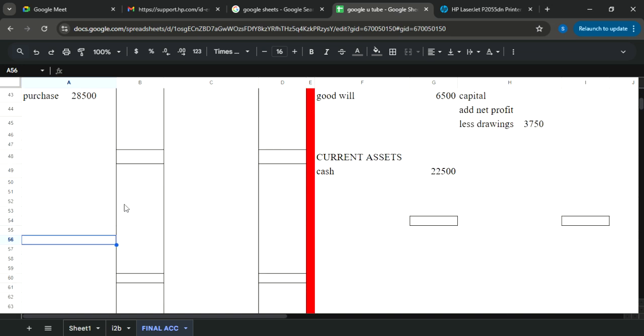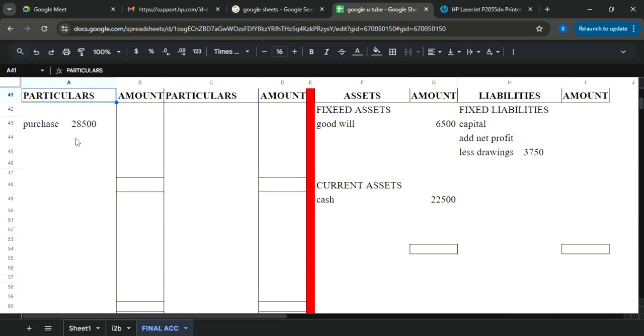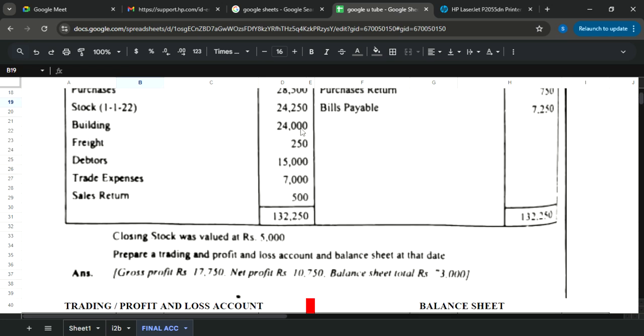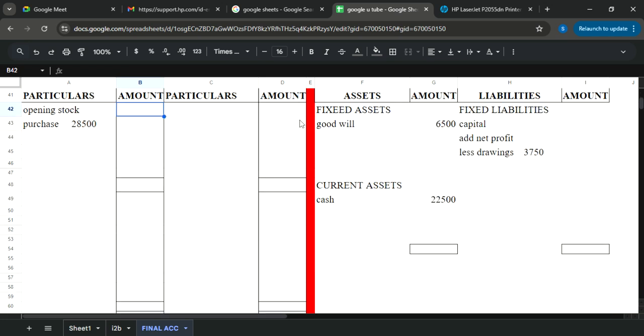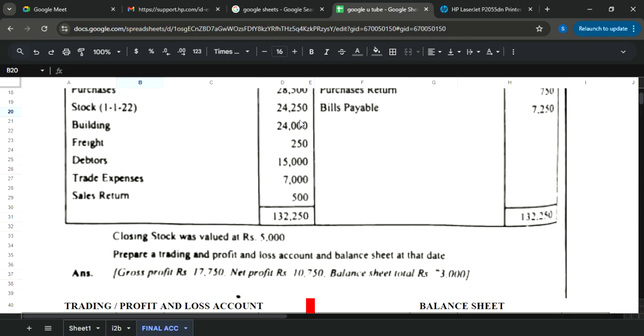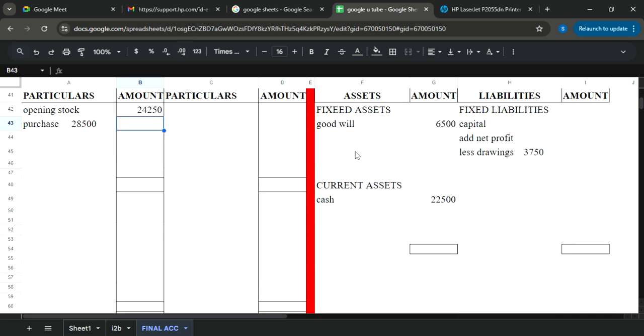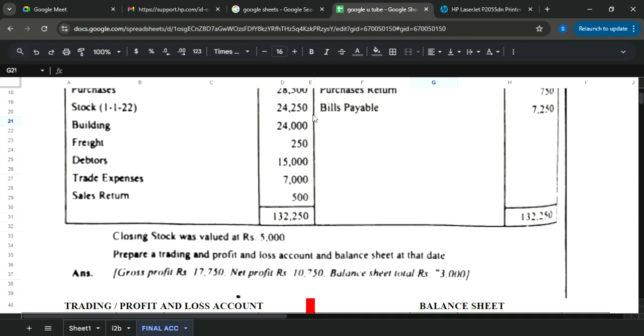So you will go to the trading account. The first element of the trading account, as usual, would be opening stock. Let's see how much the opening stock is: 24250. You will write 24250 over here. Next is building. Building is your fixed asset. Come over here and write down building. The amount is 24,000.